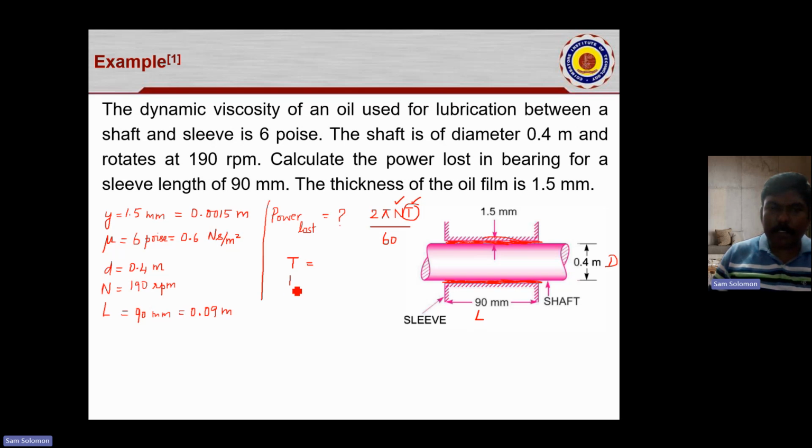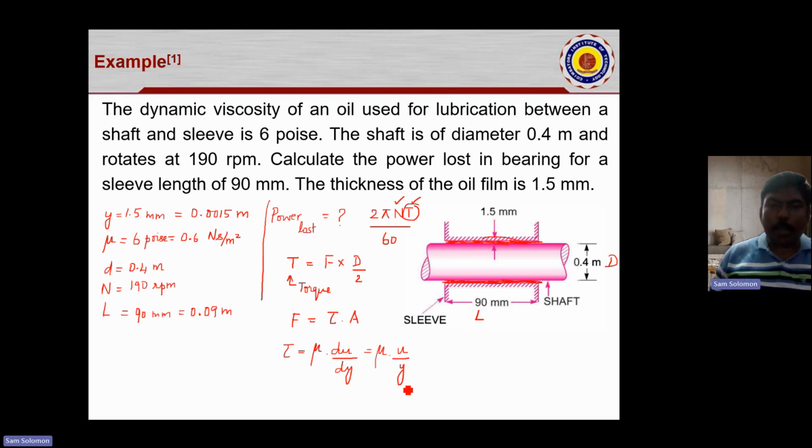So for torque, what we know as a definition of torque is it is the force multiplied by the perpendicular distance. So that is going to be F times R or F times D by 2. So that is your torque. The next question is, how do I find out force? The force, obviously, we are going to find out from the shear stress and multiply it with the area. Okay, so how do I find out the shear stress? So shear stress is tau is mu times du by dy, or I can say mu times u by y.